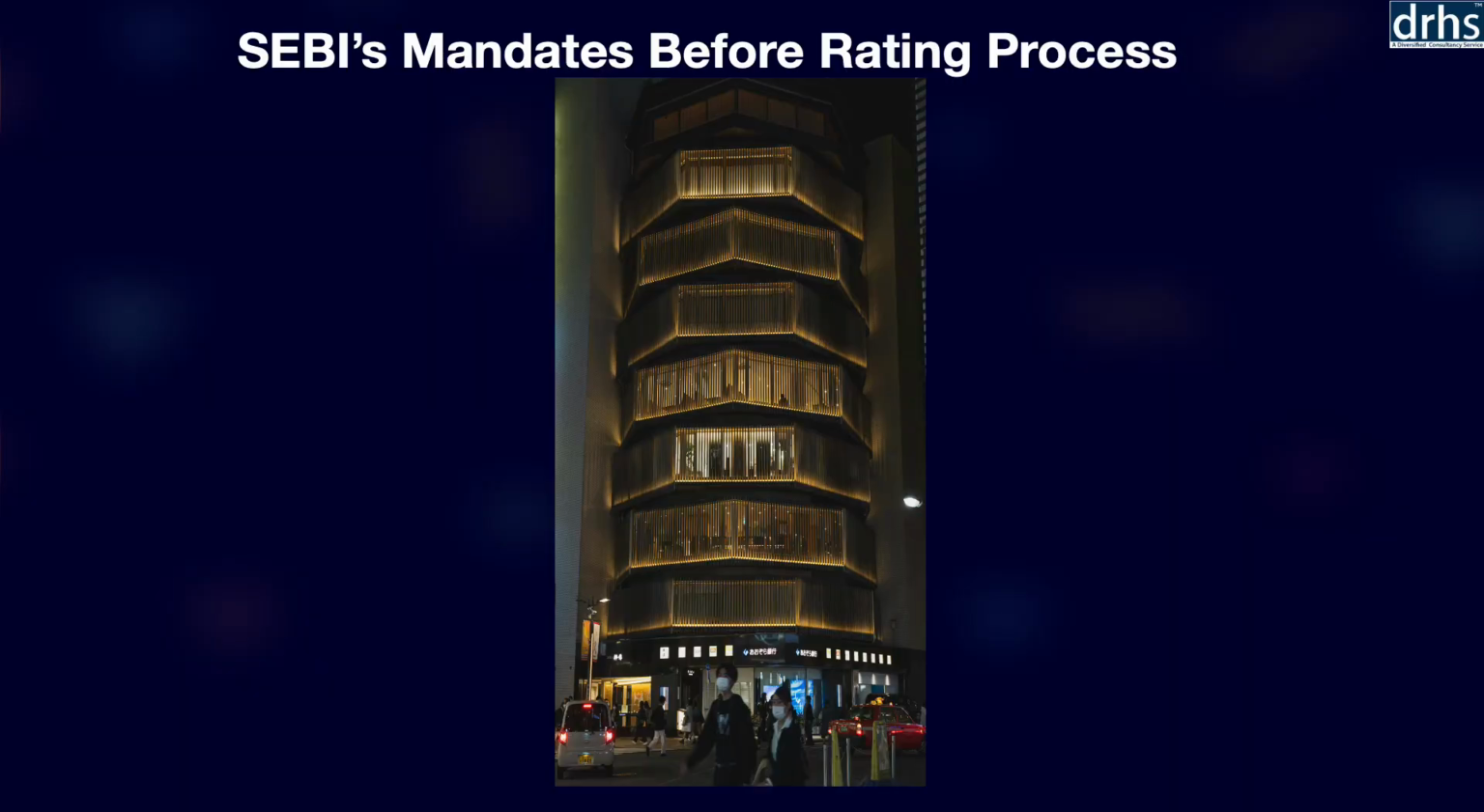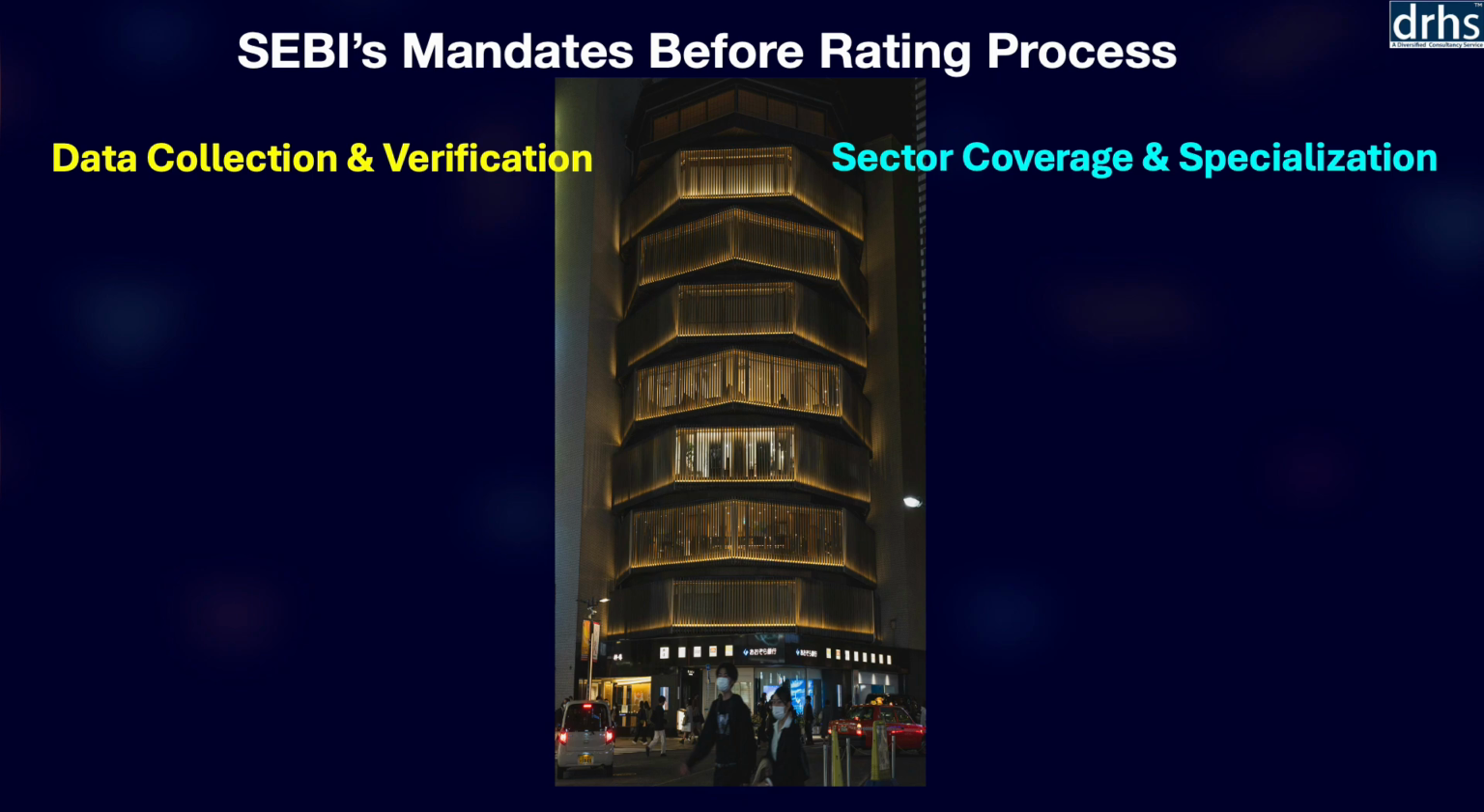This slide discusses SEBI's mandate before the rating process. There are two processes that are mandatory before doing any rating. Let us take one by one. First is data collection and verification. Data collection and verification includes data source. SEBI assesses the variety and reliability of data sources used by ESG rating providers. This includes evaluating the use of primary sources, that is company reports, direct engagement, and secondary sources, that is news articles, government databases, etc. Providers using a diversified range of credible sources receive higher points.